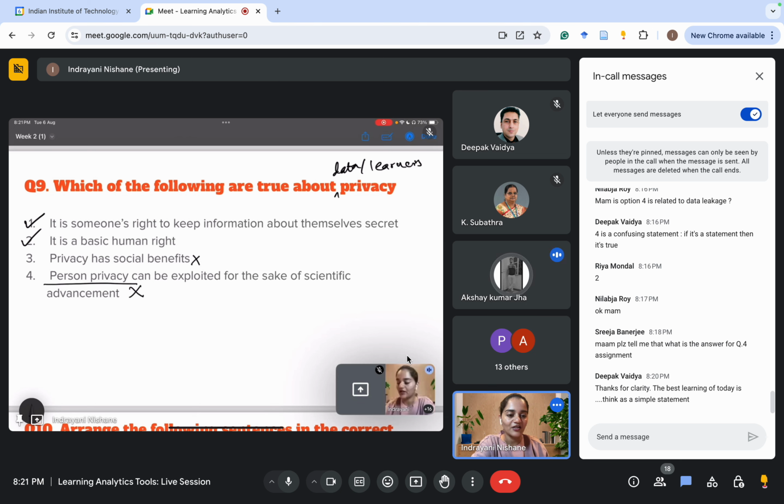Right. Yeah, very good example given. So yes, Deepak ji, you have rightly typed in the chat box: think of it as a simple statement. For all the questions, even in the exam, my advice is don't go into the philosophical angle of any statement. Think of it as a very simple English statement, and treat it as a simple English statement, and don't try to go into a deeper philosophical aspect of any statement.